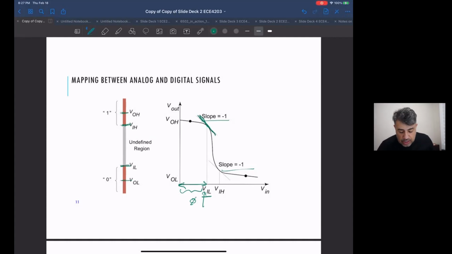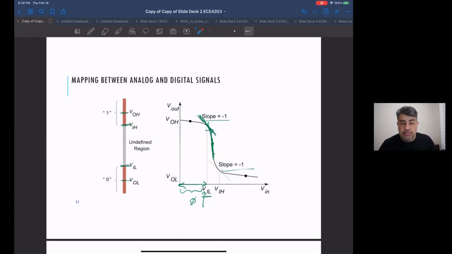The reason is if you go beyond that slope, beyond -1 means you get a higher value for your slope. That slope is the gain of your circuit. Here you have a lot of gain. So if you have a little bit of change on your input, you get a big change on your output. So you want to avoid this place.